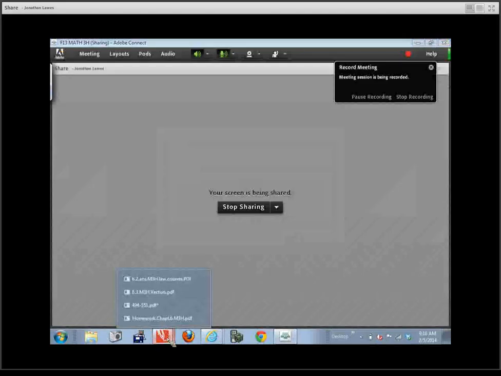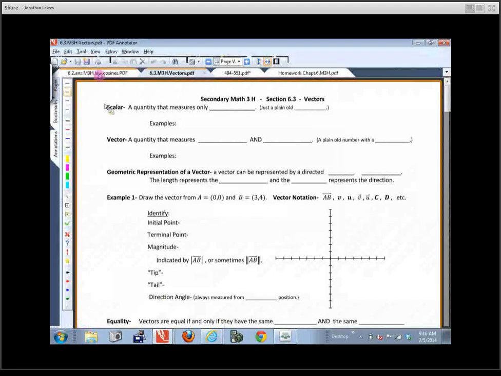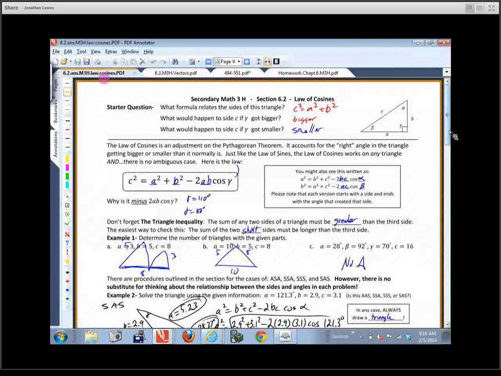Let's pick up where we left off on 6.2. So we had talked about the law of cosines, and we talked about how it's an adjustment on the Pythagorean theorem. It basically takes into account what happens if I take that right angle, gamma, and I make it a little bit bigger or a little bit smaller. It makes an adjustment on the Pythagorean theorem by either adding a little bit to the square of the hypotenuse or subtracting a little bit from the square of the hypotenuse.